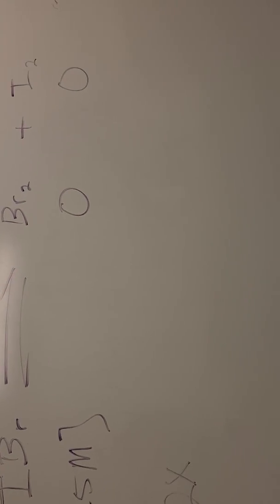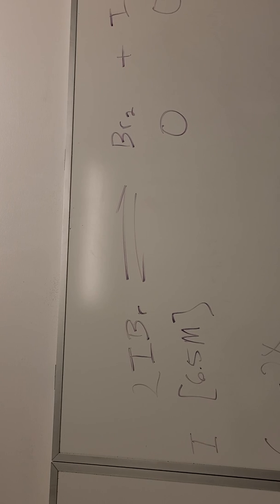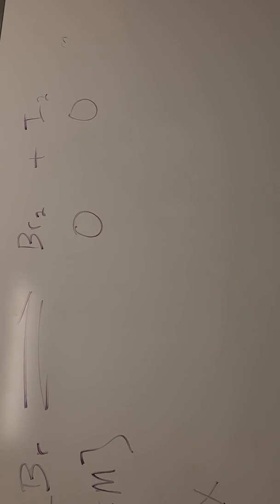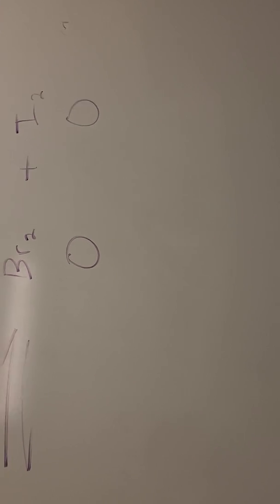I wasn't sure if I was supposed to show you guys an ICE table, so this is another problem I was going to show you. It shows 2 IBr yields Br2 plus I2. Of course, the first thing we have to do is balance the equation. We are given that the initial concentration of IBr is 6.5 molal, and to start, our products have no concentration. It's just 0 for both, so the initial concentration is 6.5, whereas Br2 and I2 are 0.